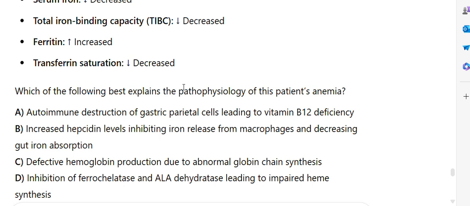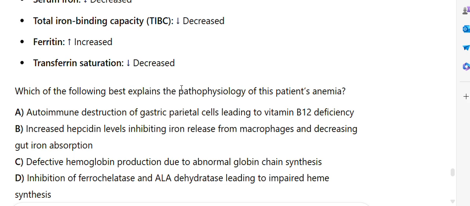A. Autoimmune destruction of gastric parietal cells leading to vitamin B12 deficiency. B. Increased hepcidin levels inhibiting iron release from macrophages and decreasing gut iron absorption. C. Defective hemoglobin production due to abnormal globin chain synthesis. D. Inhibition of ferrochelatase and ALA dehydratase leading to impaired heme synthesis. E. Chronic blood loss leading to iron depletion.